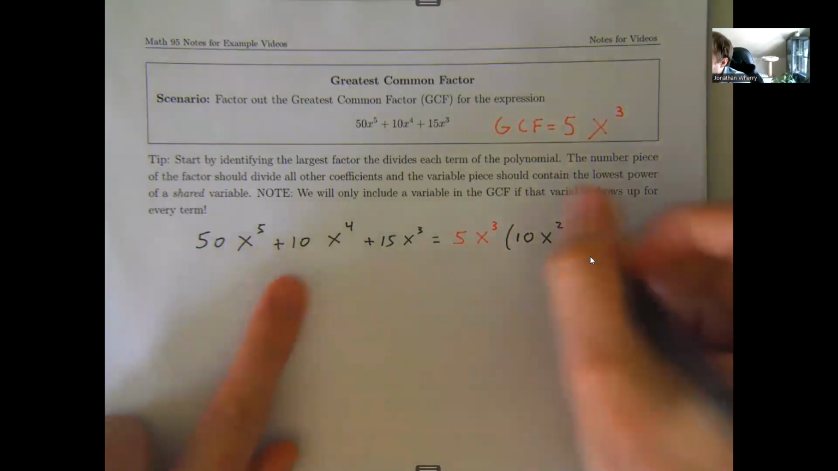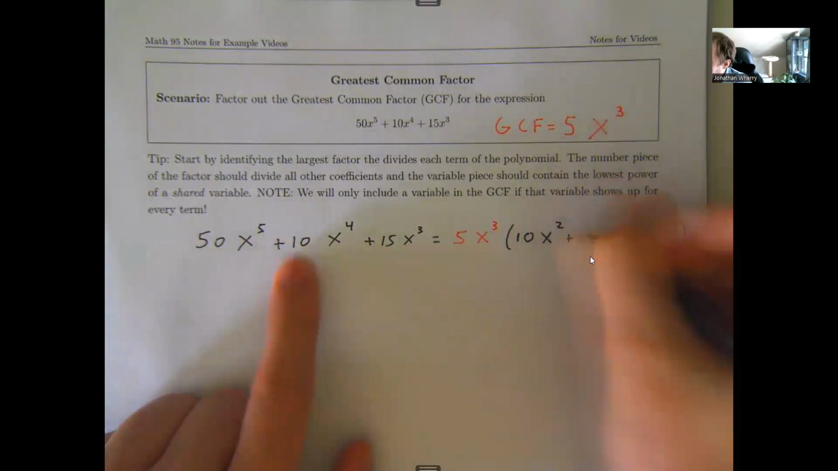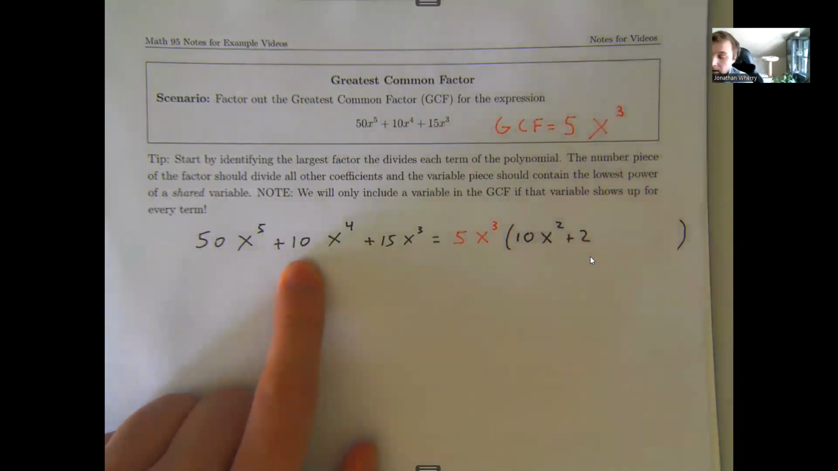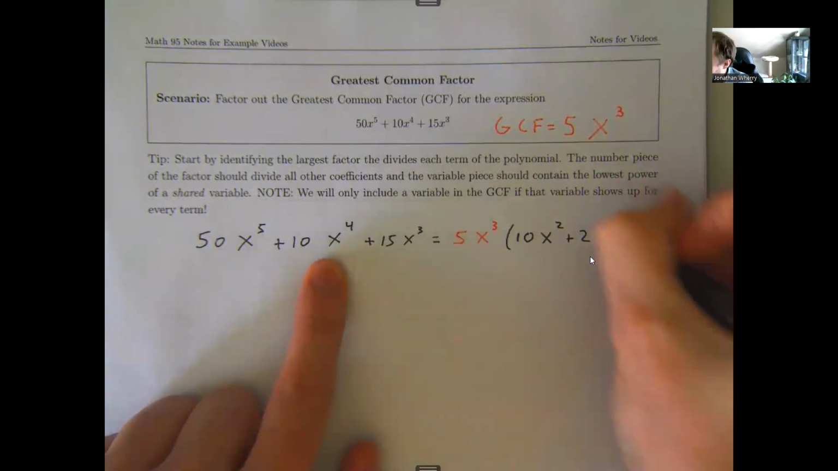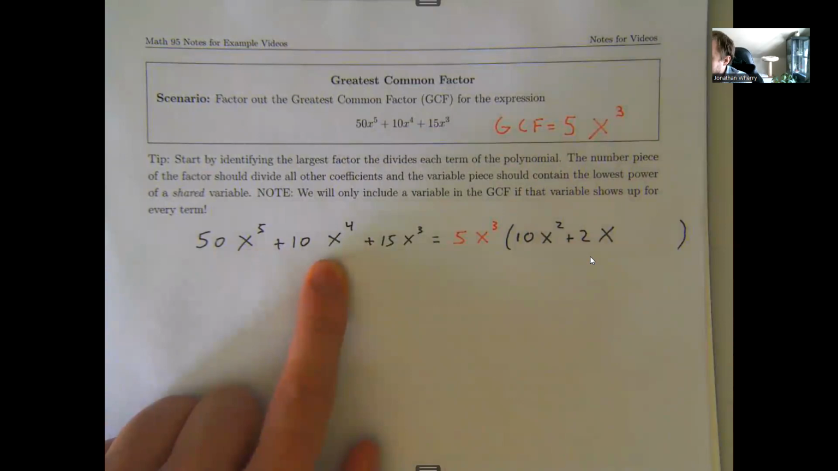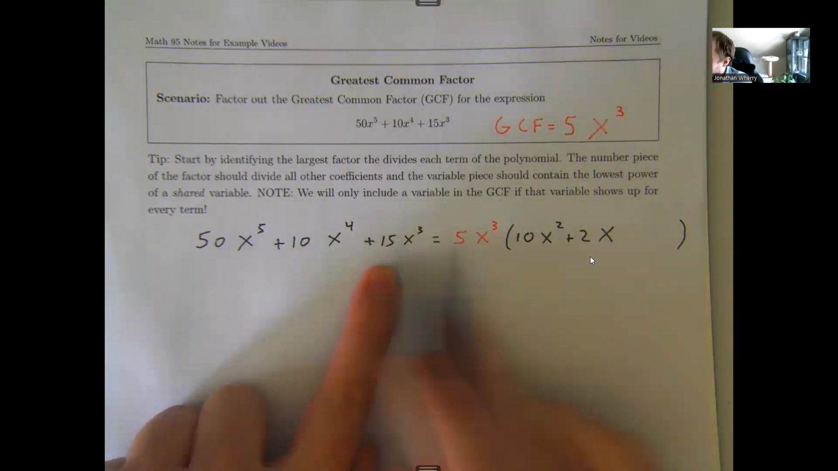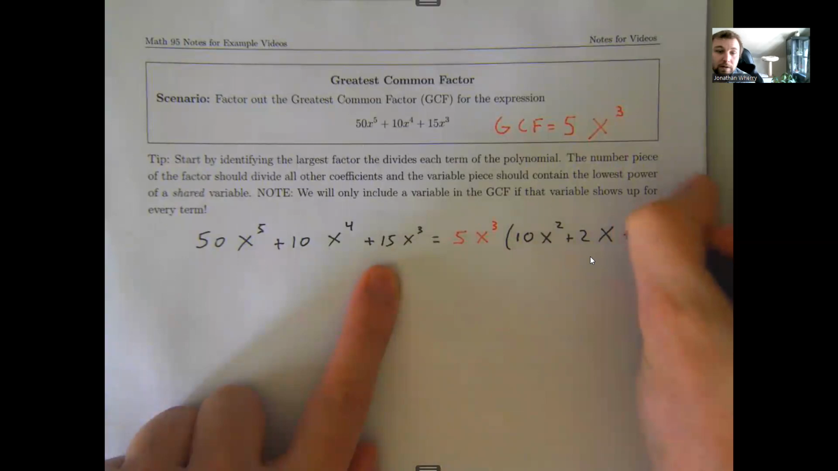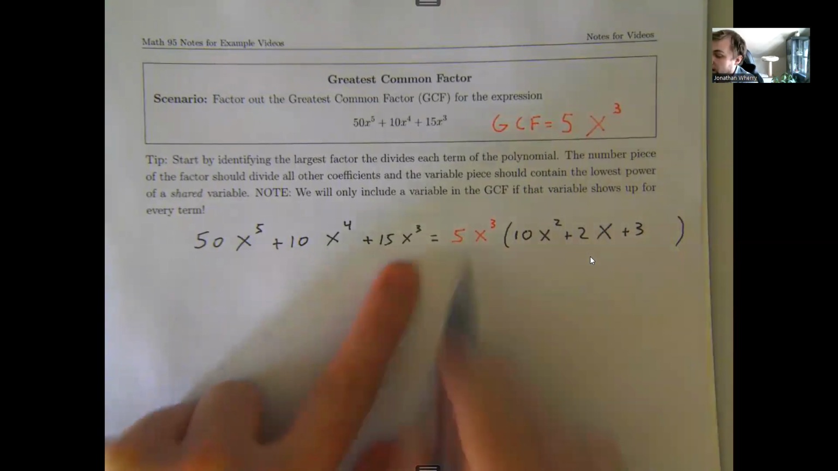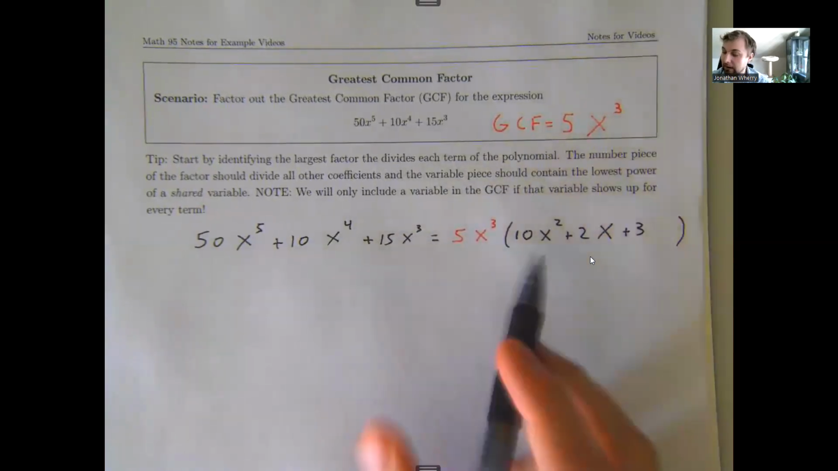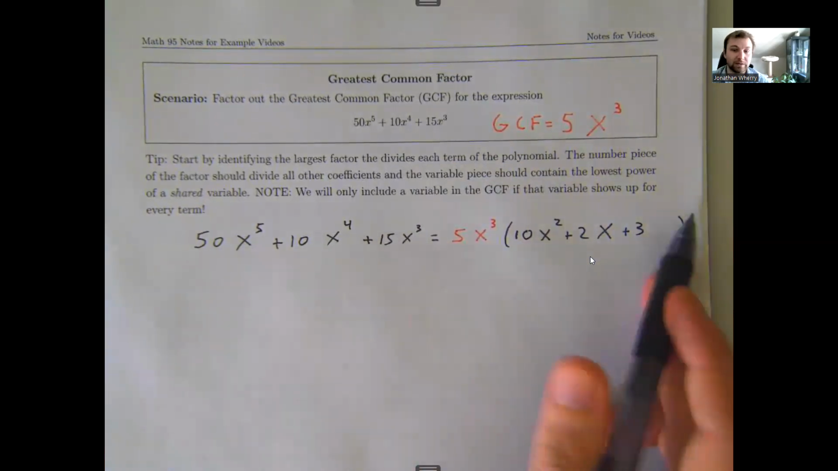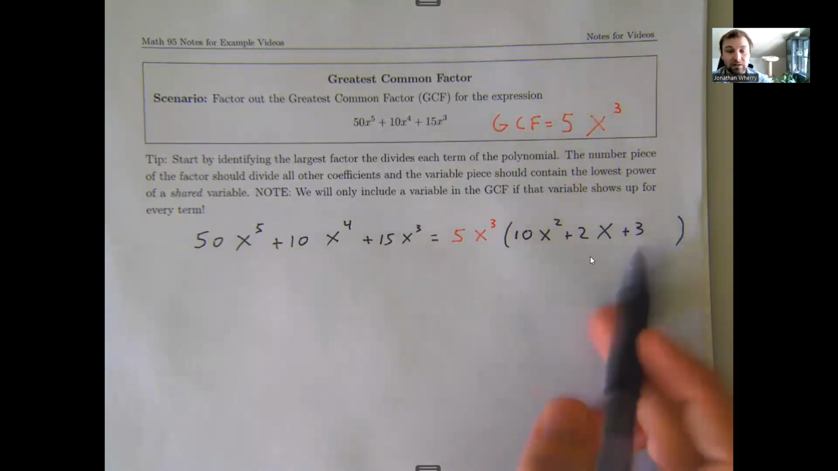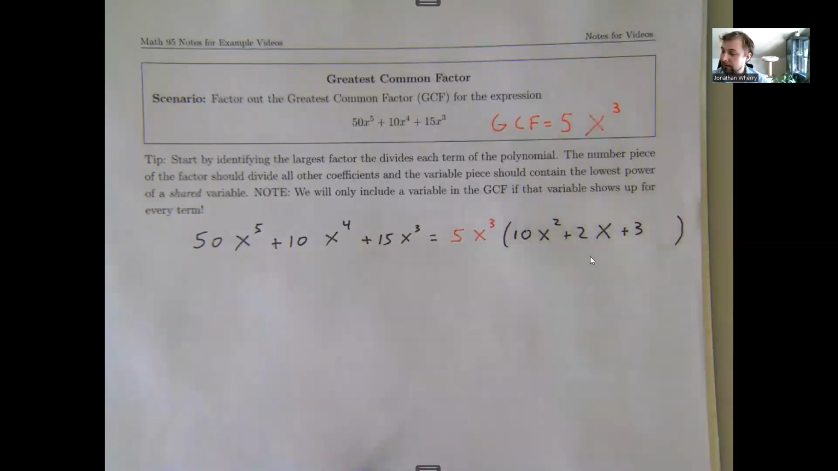This next piece, I've taken away the 5, so I'm dividing this 10 by 5, that gives me 2. I had 4 x's, but I'm taking away 3, so I have 1 x remaining. Finally, for this last term, 15 divided by 5, I have 3 left over there. I'm taking away all of the x's, so I don't have any x's left there, just 3. Now you could write 3x to the 0, saying I have 0 x's left, or you can just leave that as constant 3.